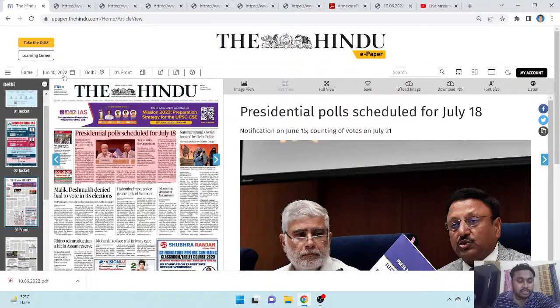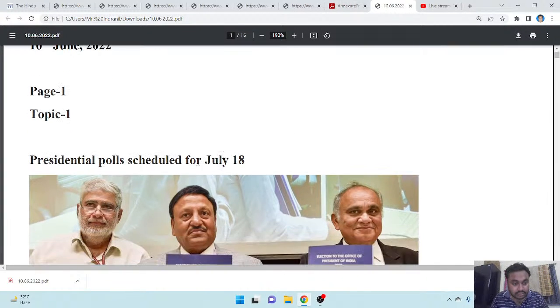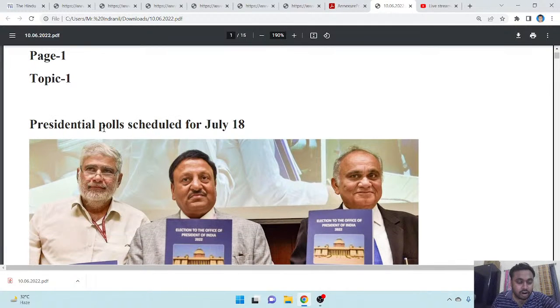First news of 10th June 2022 is presidential polls scheduled for July 18. So, election for President of India has been scheduled on July 18. Our current president's 5-year term has been completed this year, and the election for the new president has been scheduled on July 18 by the Election Commission of India.